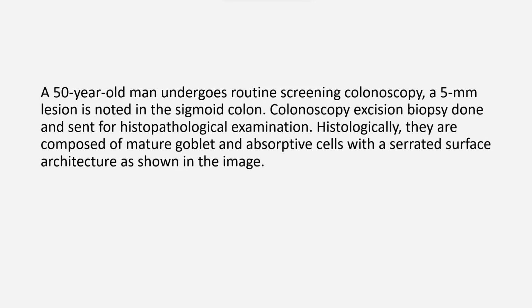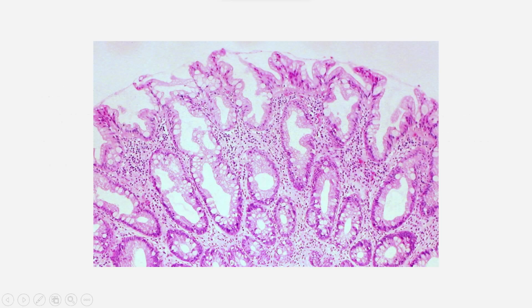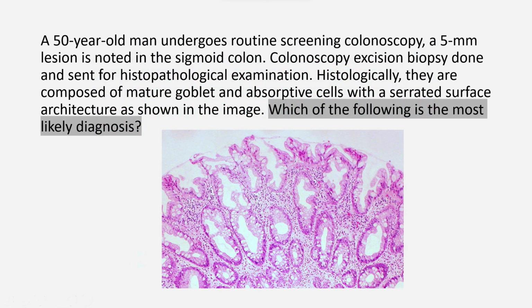A 50-year-old man undergoes routine screening colonoscopy. A 5 mm lesion is noted in the sigmoid colon. Colonoscopy excision biopsy done and sent for histopathological examination. Histologically, they are composed of mature goblet and absorptive cells with a serrated surface architecture as shown in the image. Which of the following is the most likely diagnosis?